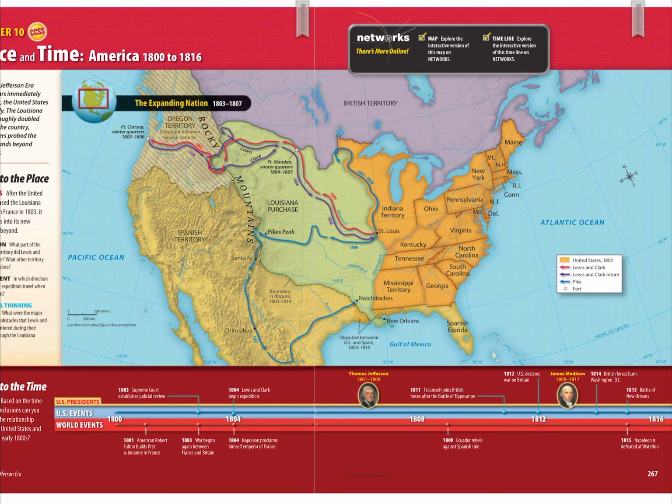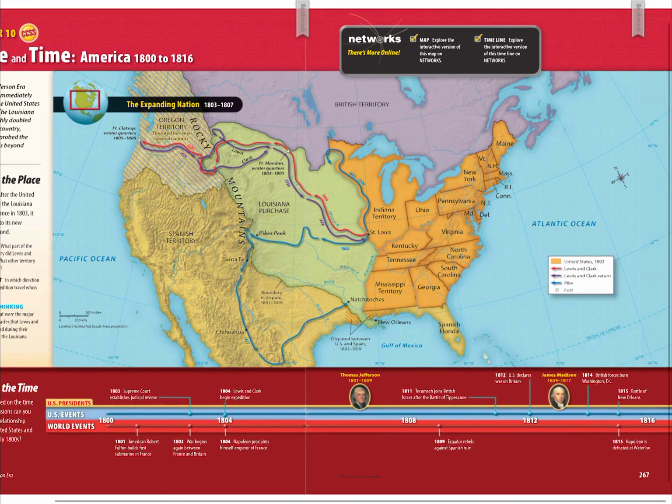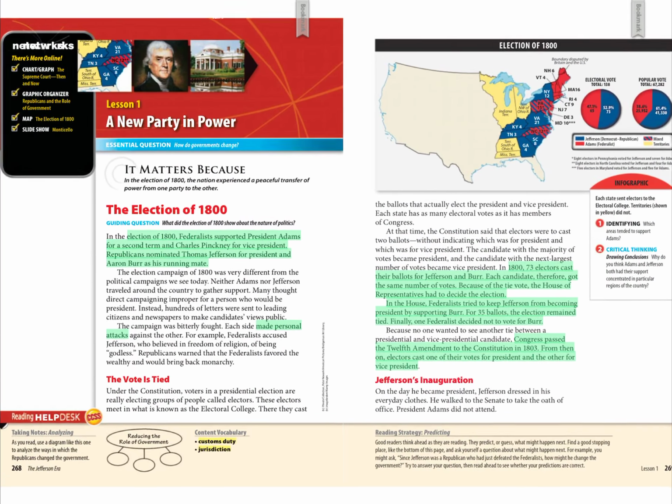Notice that we're going to be talking about the Louisiana Purchase in this chapter and how we are slowly moving west, acquiring more land. You can see some of the territories we've talked about before. They're starting to switch into states now. All right, and then on the next page, here we go.